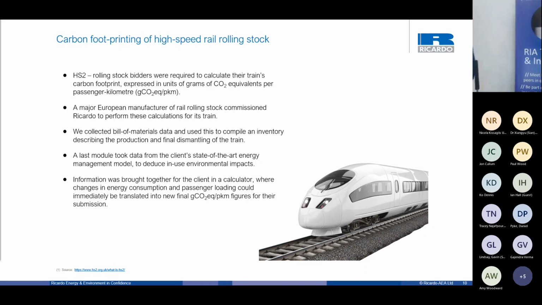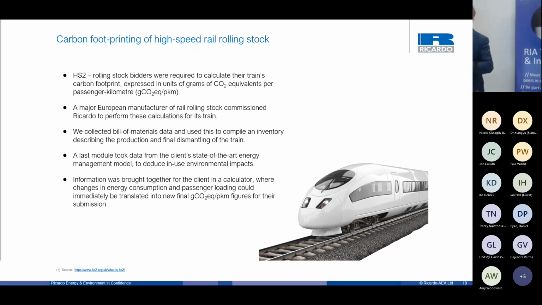So this was an example from a client that commissioned Ricardo to do some work, because when it was bidding for HS2 work, as part of that, they had to calculate the carbon intensity of that train per passenger per kilometre. So we worked with them, we got the bill of materials, as I was saying, every component, every material. You can provide a huge inventory of all of those materials. You look at the end of life of all of those materials, what's recyclable, what's not, what's reusable, what's refurbishable. You factor in some assumptions around the end of life of them, and you still get the big bit in the middle, which is the in-use of that train.